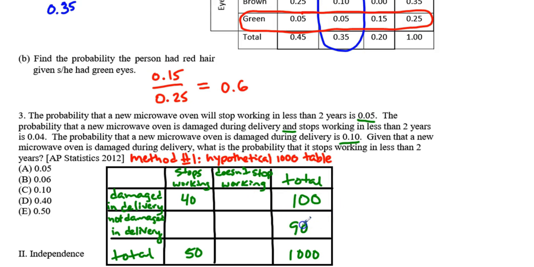Okay, so hopefully you got your 900 here, your 950 going across, 60 here, 10, and then 810. That doesn't work out, right? 890. All right, let's try that one more time. 10 and 890. All right, we're better. All right, good. So now we need to answer the question. Given that a microwave is damaged during delivery, what's the probability that it stops working in less than 2 years? Answer that question using the hypothetical 1000 table, just like you did above with this one.